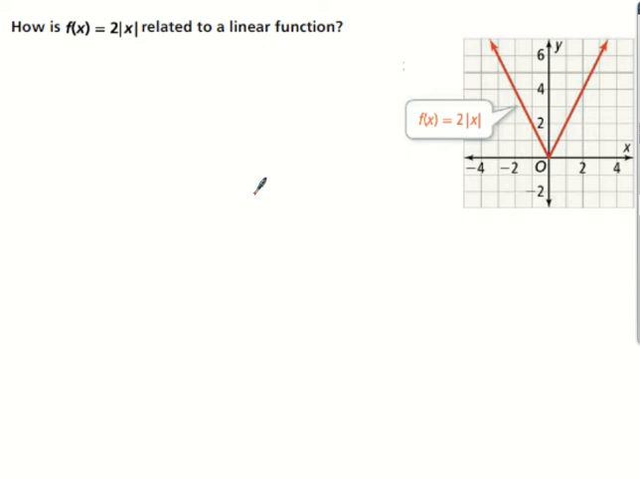So the first question just says, how is f of x equal to 2 absolute value of x related to linear functions? Well, we learned that a is basically the slope, right? That this is kind of the same as slope.